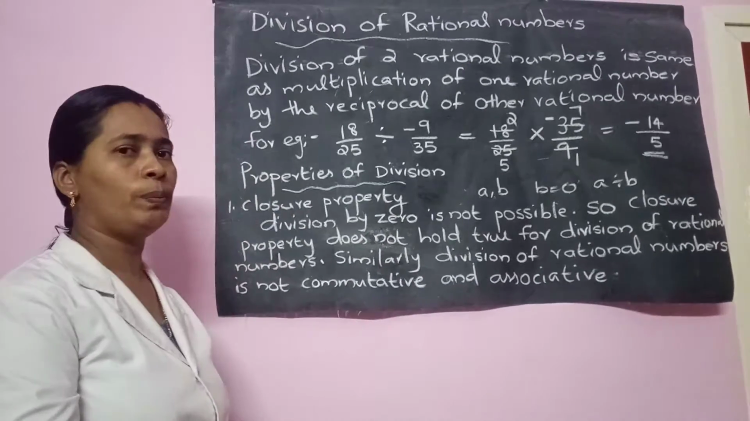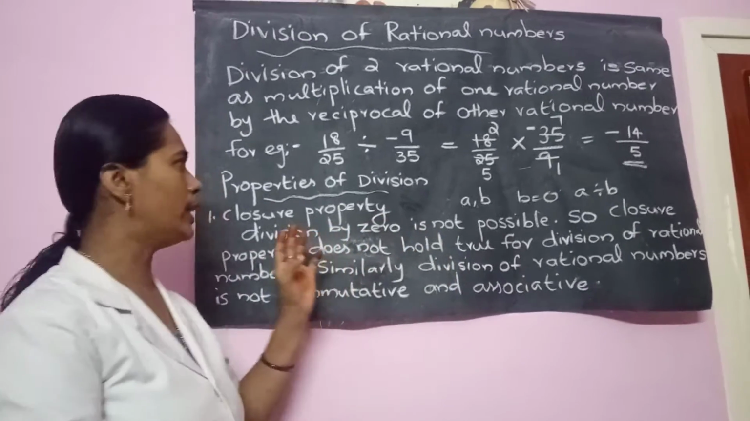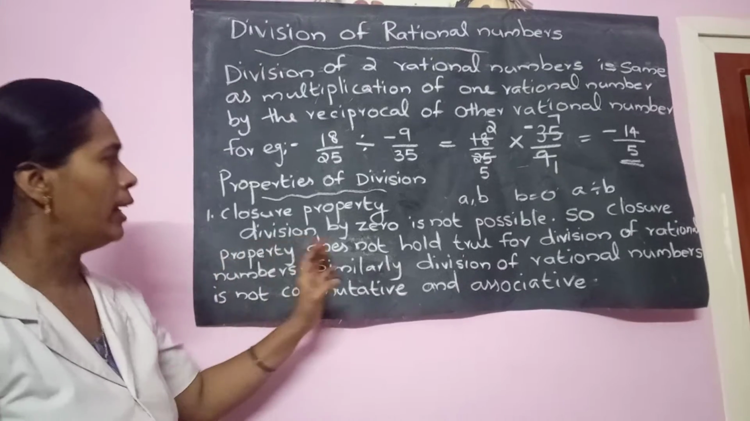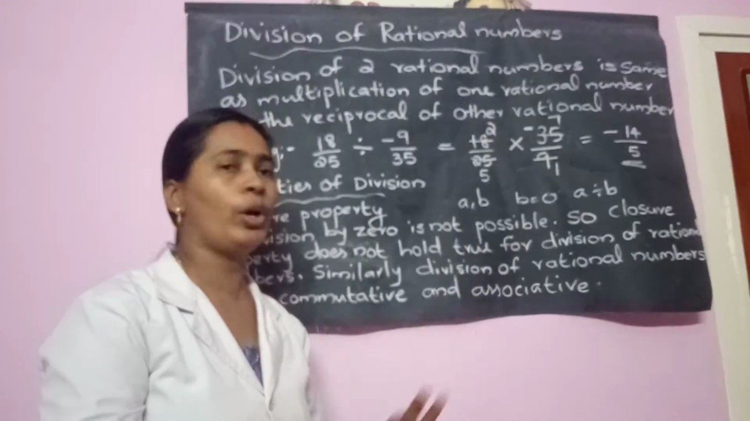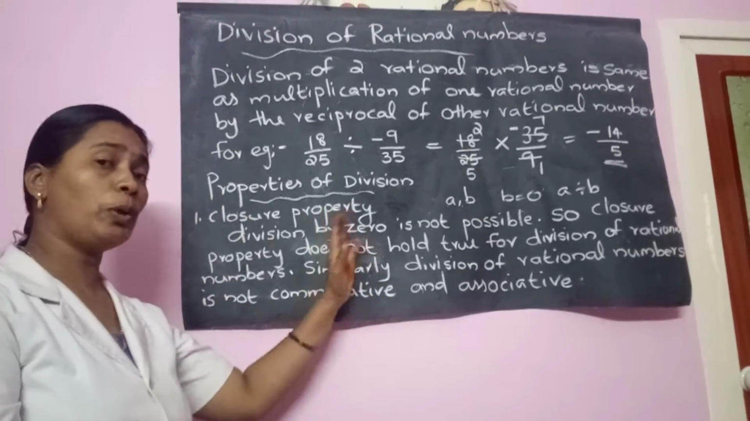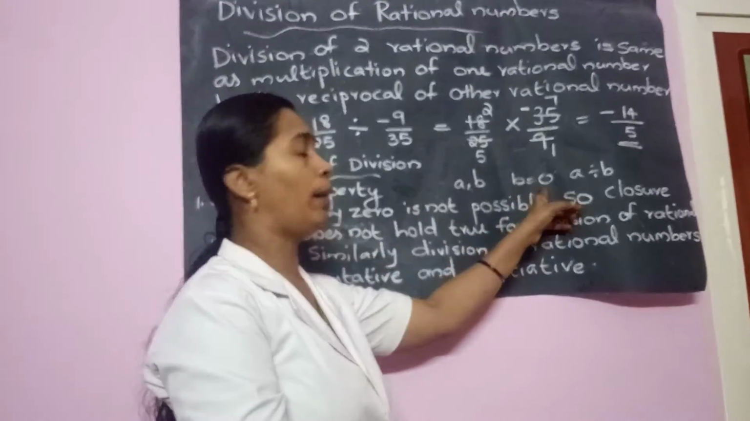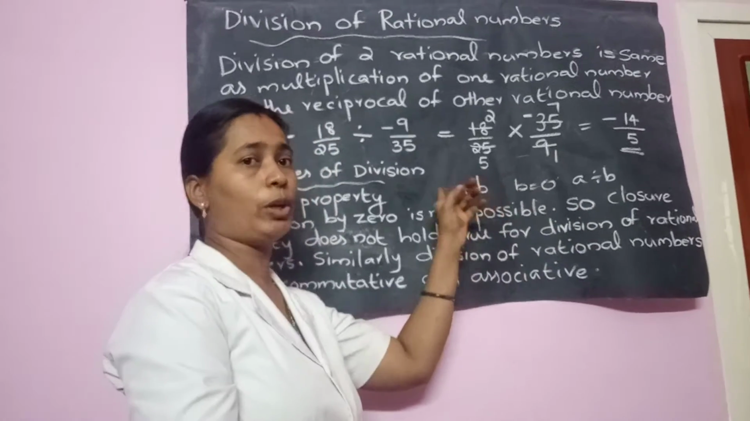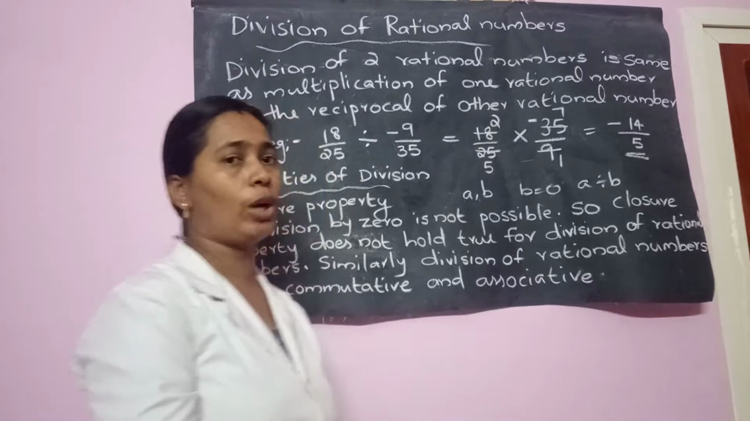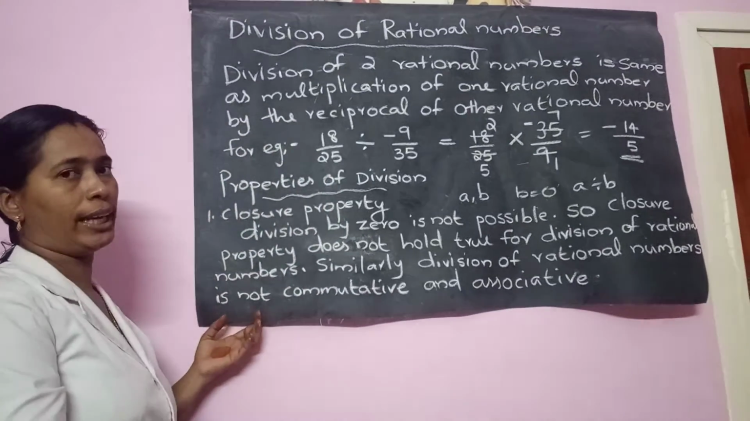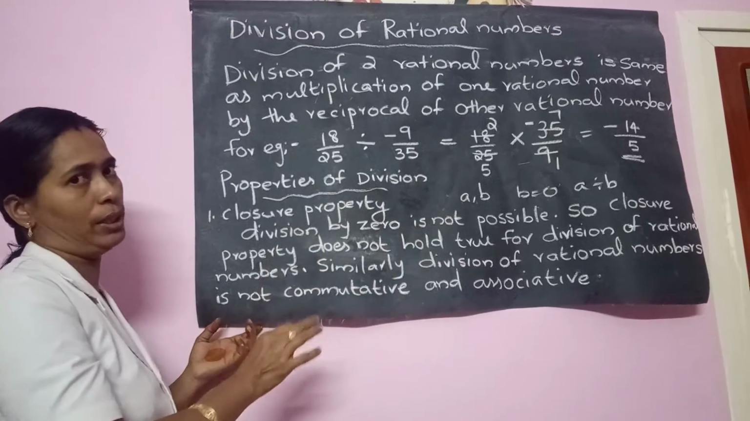So what do we have to do? We can't say division is not true, isn't it? The closure property does not hold true for division of rational numbers. It is possible for all the numbers except when the second number becomes 0. The first number can be 0 because 0 by any number is 0 itself. But A divided by 0 is not possible. That's why we can say the closure property does not hold true for division of rational numbers.